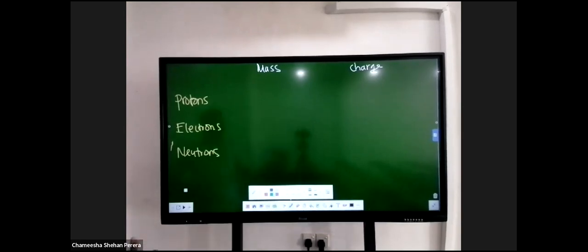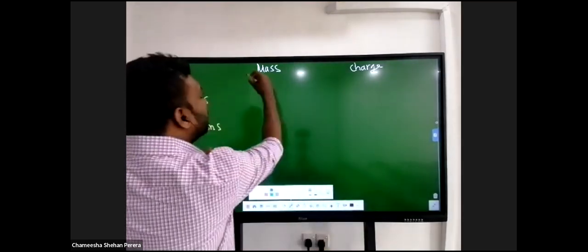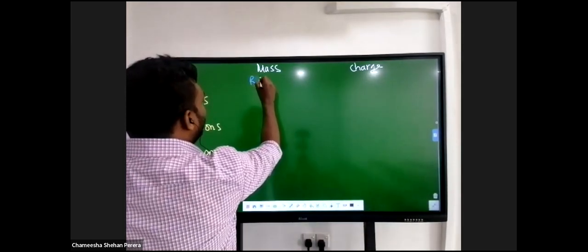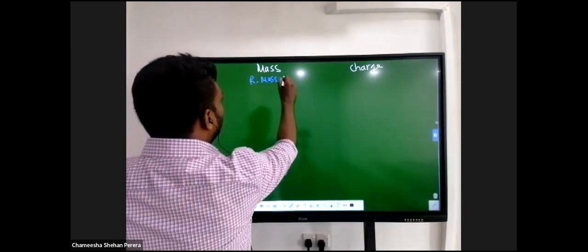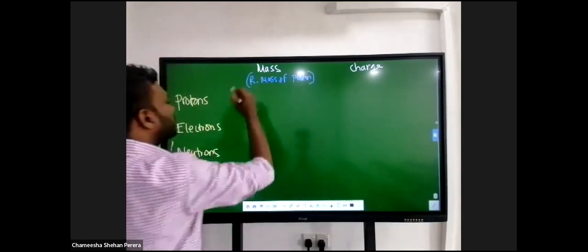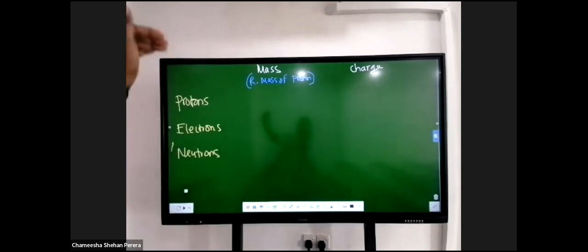So the mass of all these subatomic particles is considered relative to the mass of proton. I would write: relative to the mass of proton. Right, relative to the mass of protons. So the mass of all these subatomic particles is considered relative to the mass of proton.